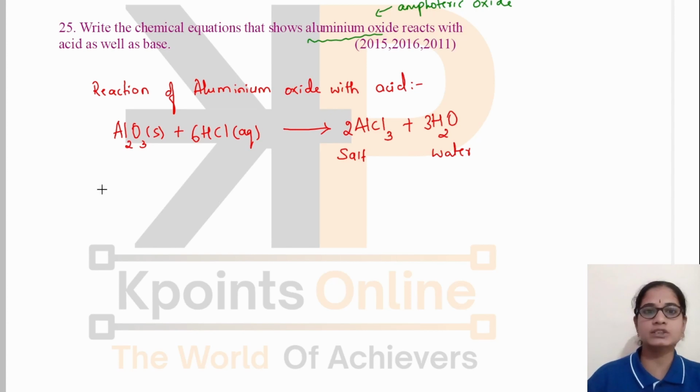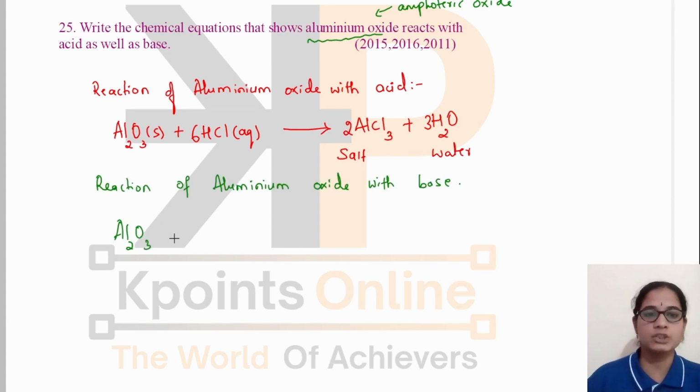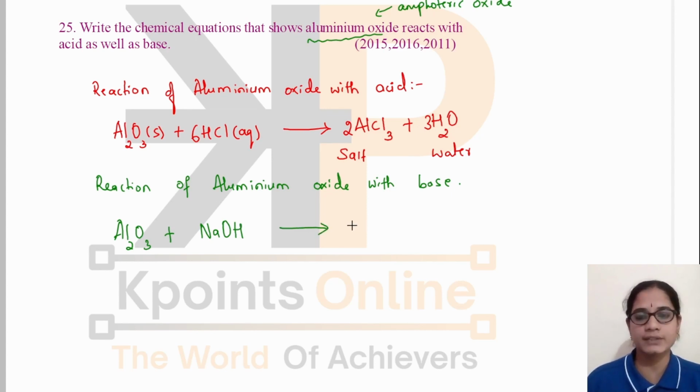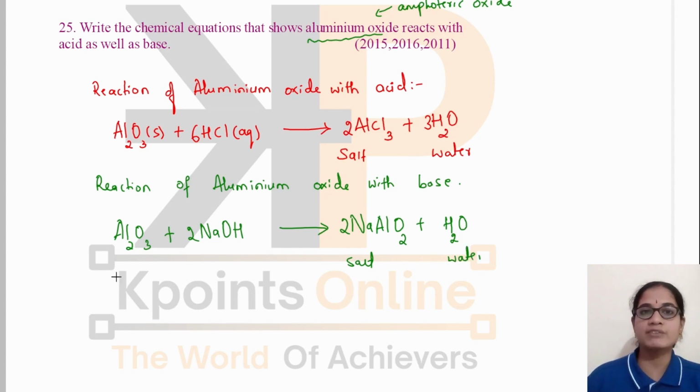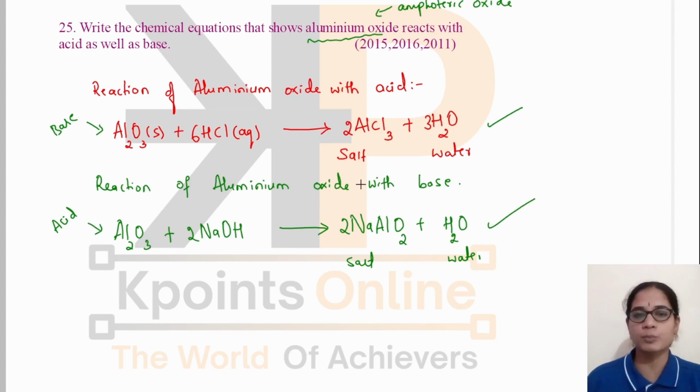Now let us see the reaction of aluminium oxide with base. Aluminium oxide will react with the base sodium hydroxide to form salt, that is sodium aluminate, and water. Here also it reacts with base to form salt and water. In this case it is acting as acid, and in the previous case it is acting as base. So it is called an amphoteric oxide. We have to write the chemical equation for both. This is called sodium aluminate.